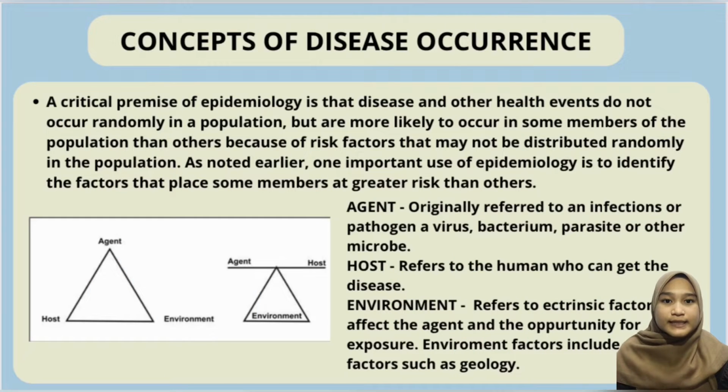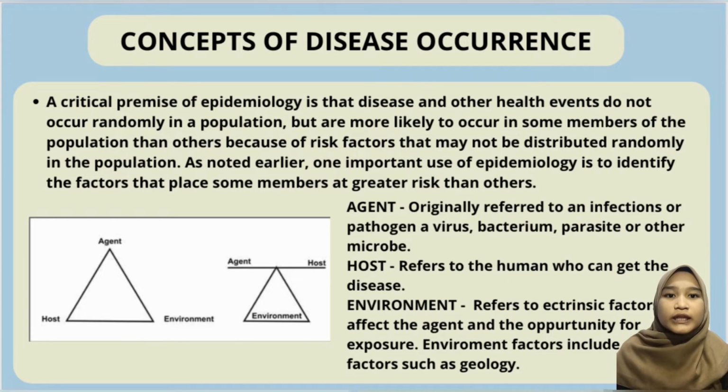Concept of disease occurrence. A critical premise of epidemiology is that disease and other health events do not occur randomly in a population, but are more likely to occur in some members of the population than others because of risk factors that may not be distributed randomly in the population.